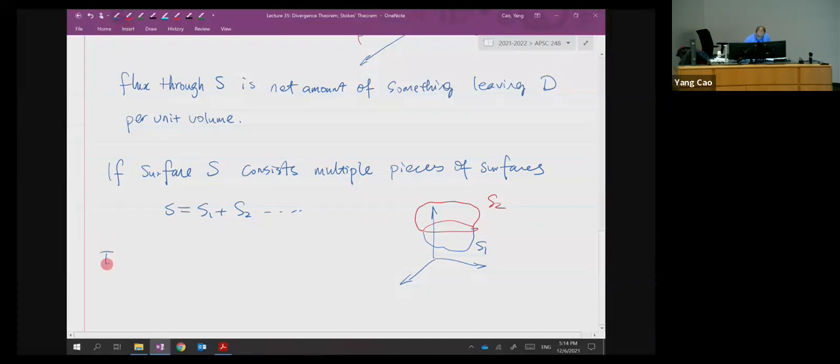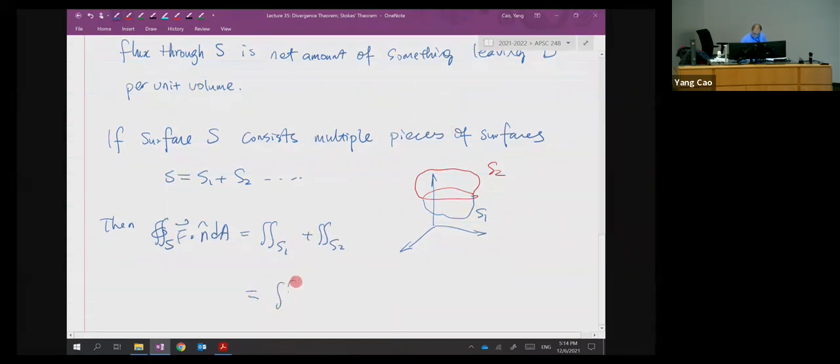Then there's not much difference. When you calculate the net flux out of the total surface S, all you need to do is calculate two separate surface integrals, and together they equal the triple integral like this. This is very commonly seen in one of the assignments.